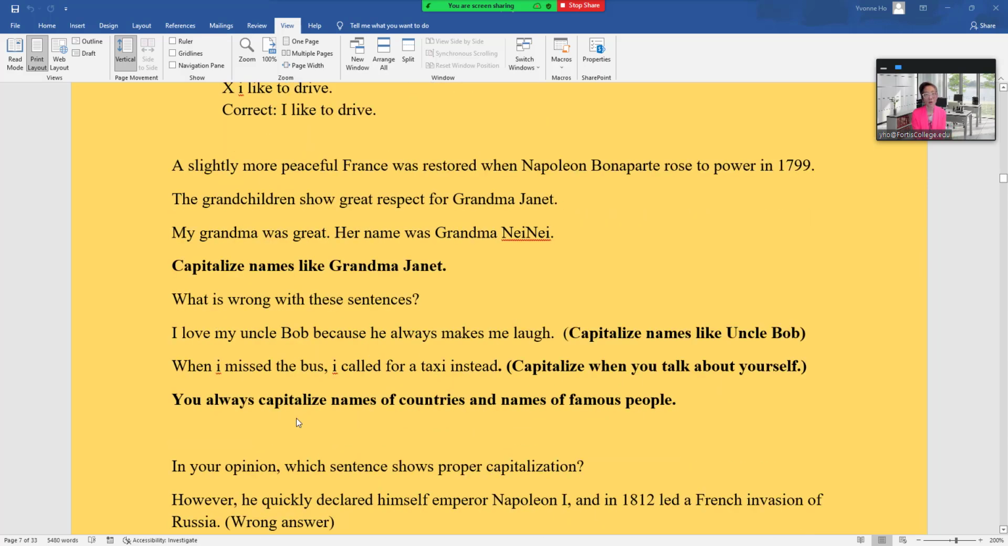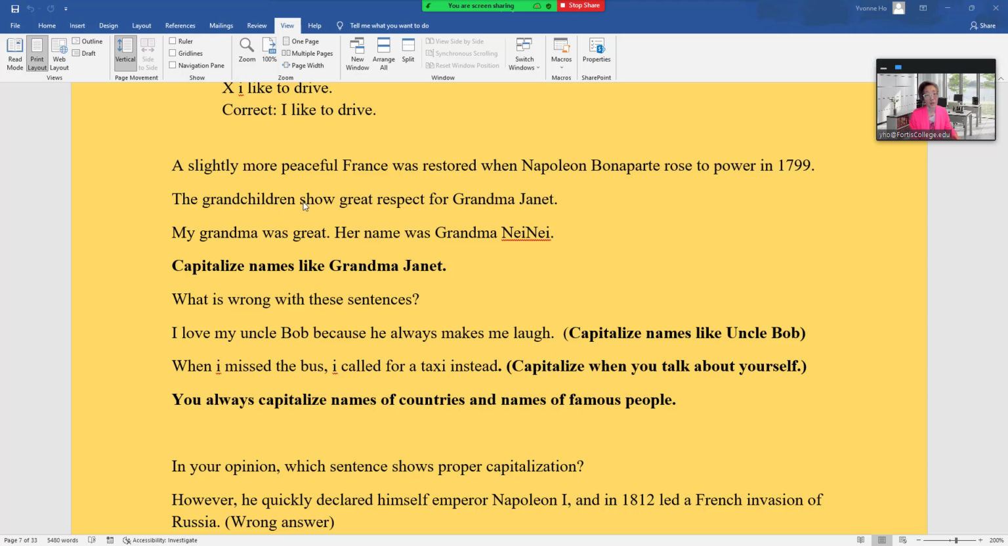A slightly more peaceful France was restored when Napoleon Bonaparte rose to power in 1799. And so here, this is a correct sentence because France needs to be capitalized and Napoleon Bonaparte needs to be capitalized because it's a place and this is a name of a person.